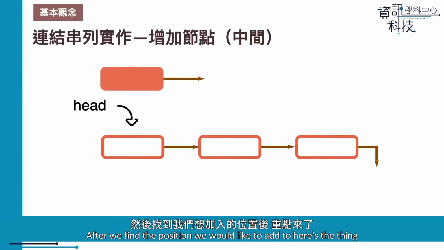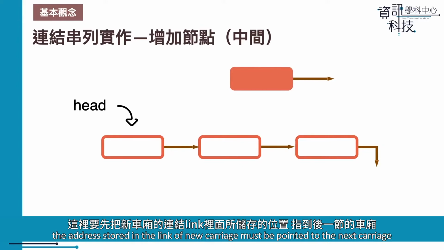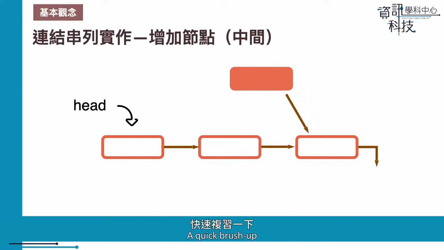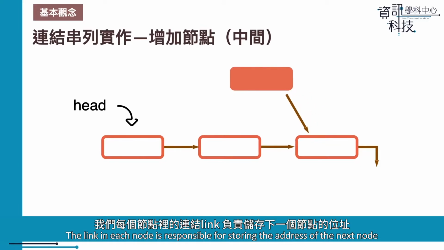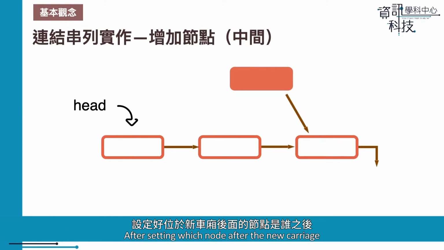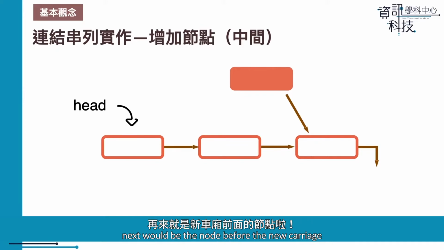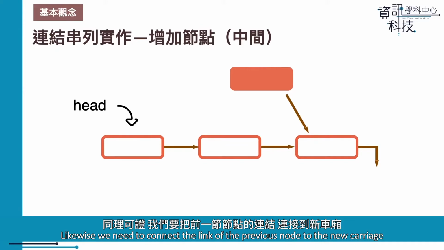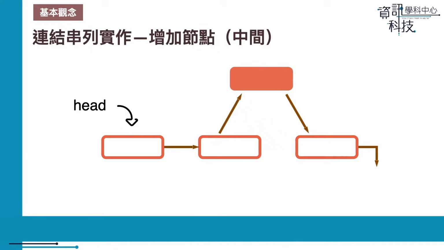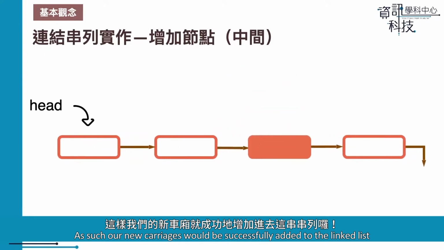After we find the position we would like to add to, here's the thing: the address stored in the link of the new carriage must be pointed to the next carriage. A quick brush up: the link in each node is responsible for storing the address of the next node. After setting which node is after the new carriage, next would be the node before the new carriage. Likewise, we need to connect the link of the previous node to the new carriage. As such, our new carriage would be successfully added to the linked list.